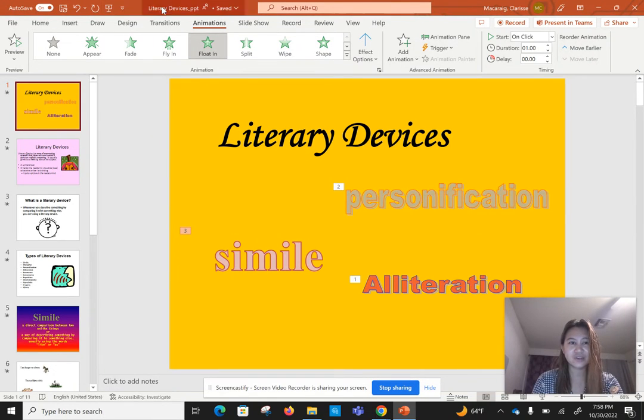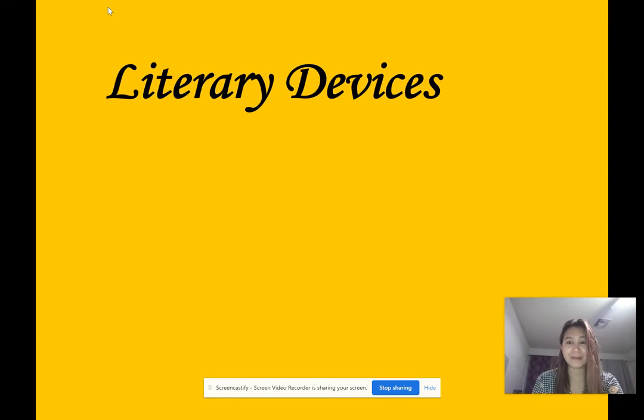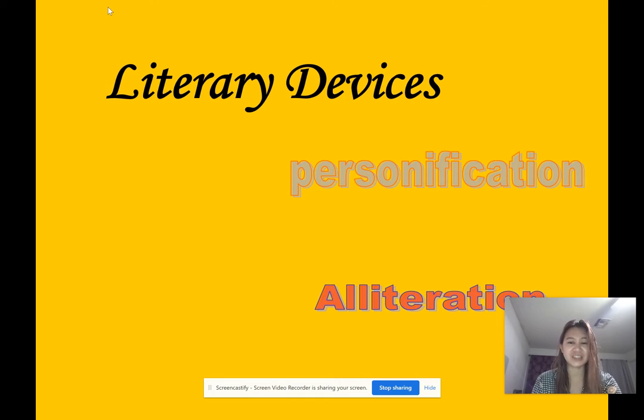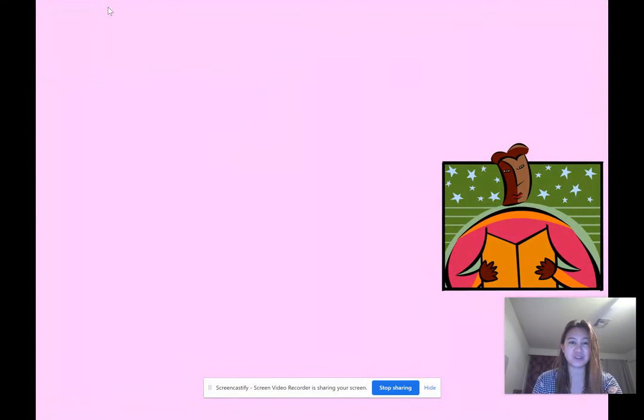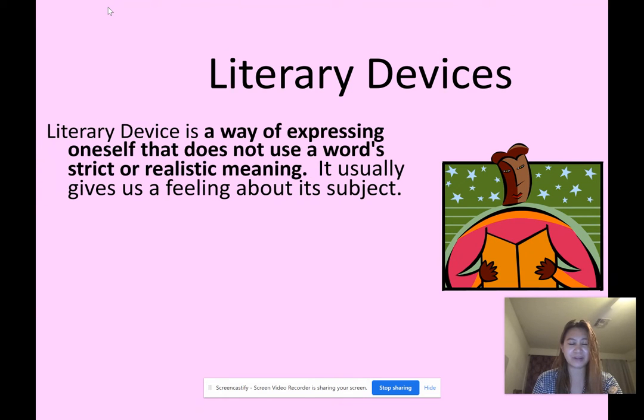Hello, everyone. Today we are going to talk about the literary devices, and this is part of our sonnet unit. In this unit, we're talking about the sonnets written by William Shakespeare. To further understand and analyze these sonnets, we're going to use literary devices. But before we do that, let's talk about literary devices. I have here personification, alliteration, and simile. But before we proceed to identifying these, let's first go to the definition of a literary device.